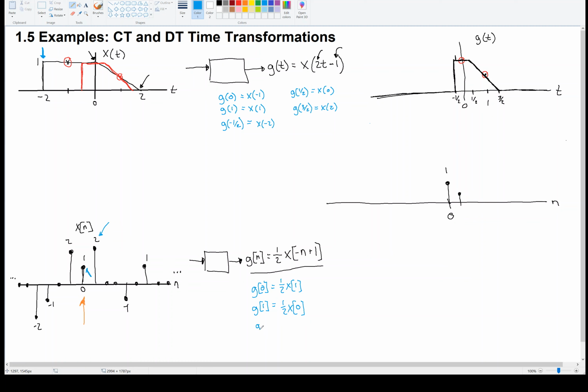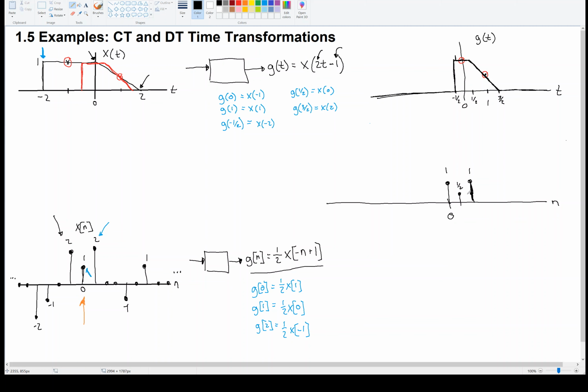And if I plugged in g of 2, or n equals 2, then I have 1/2 x of, with n equals 2, this would be minus 1. So x of minus 1 is 2. That's this guy. So 1/2 of that is 1. So I'd have a 1 right here. So this is 1/2. This is 1.